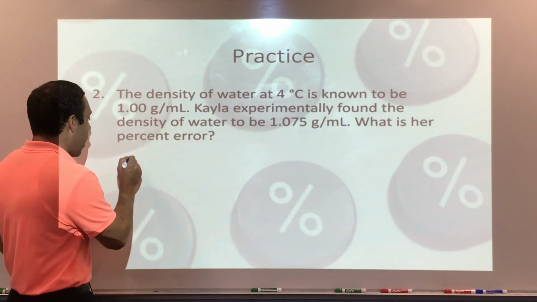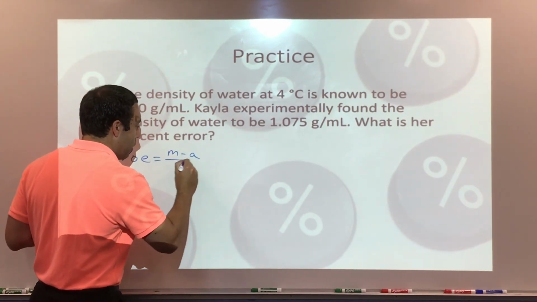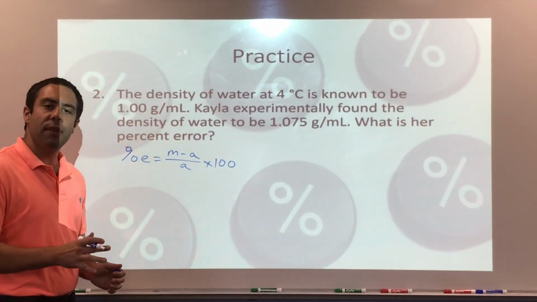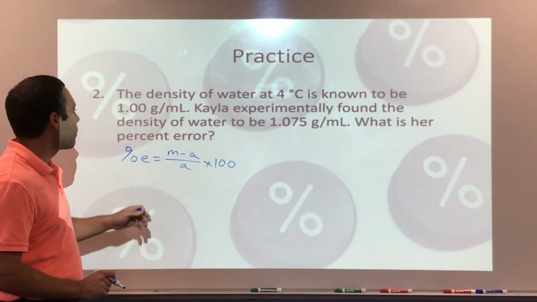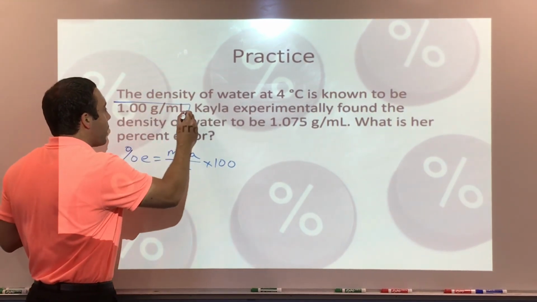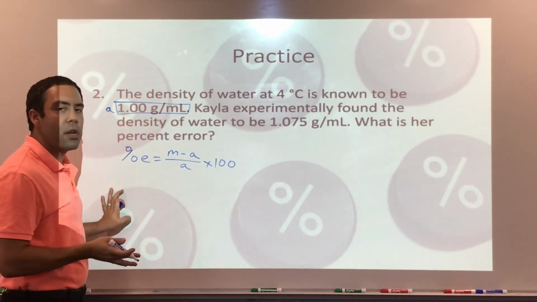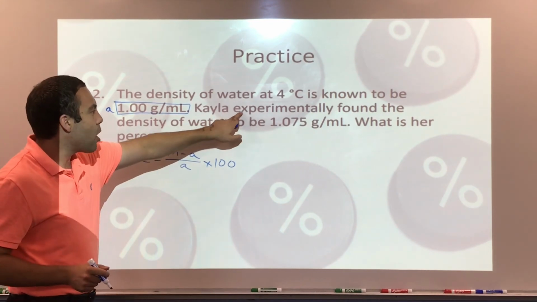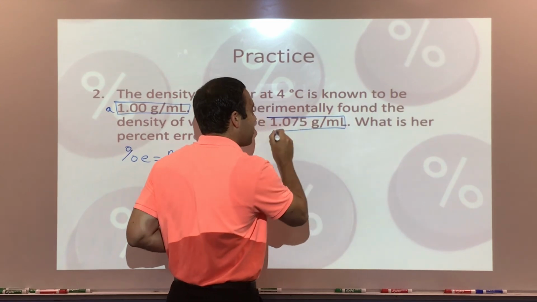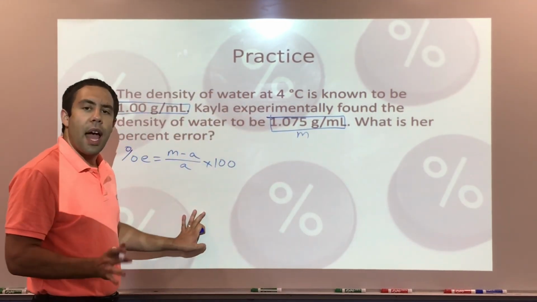Step 1, write the formula. Percent E equals measured minus accepted over accepted times 100. Then we have to find the measured and accepted values. The density of water is known to be 1.00 gram per milliliter. That is our accepted value. Put a little A there. But Kayla experimentally found the density of water to be 1.075 grams per milliliter. That is going to be the measured value. Now we plug in the numbers.